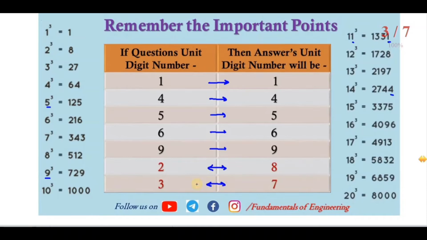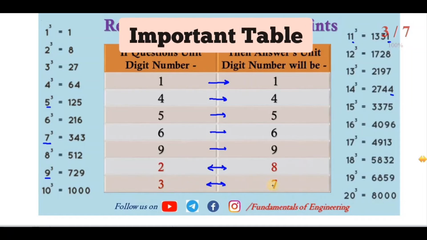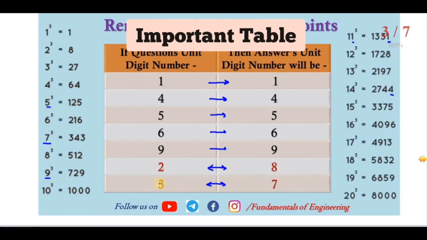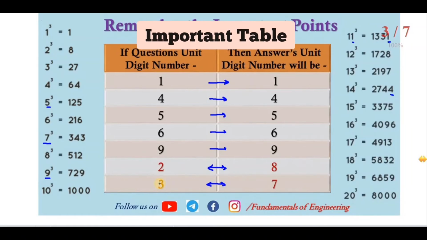Same for 3. If 3 is there, you will get answer unit digit 7. So you can see here 3 cube is 27, 13 cube is 2197. And if 7 is there, you will get 3 at the answer digit. You can see here 7 cube is 343, 17 cube is 4913. So if 2 is there, 8, and if 8 is there, 2. If 3 is there, you will get 7, and if 7 is there at the unit digit, the answer digit will be 3. You have to remember this point to find out the cube root.